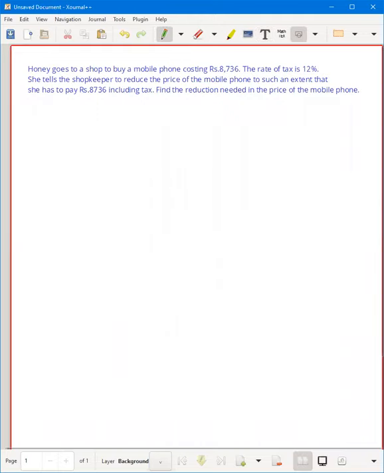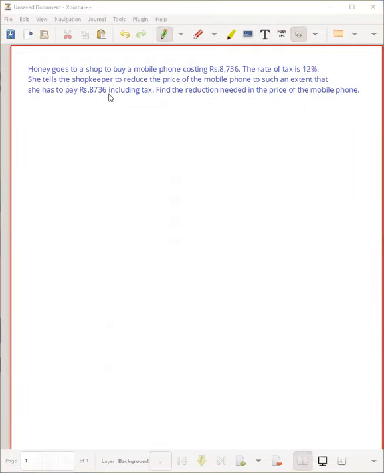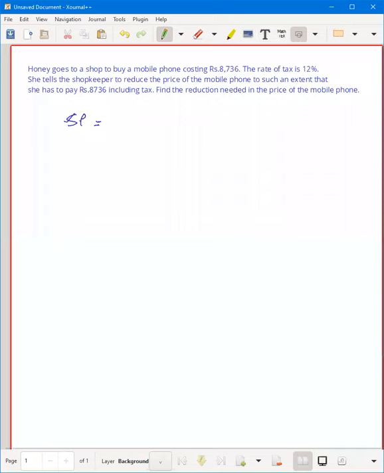Aryan, let's solve this. Krishna, pay attention. What is the question telling you? Let's start writing it down. What is the selling price? It is 8,736. Tax rate is 12%.